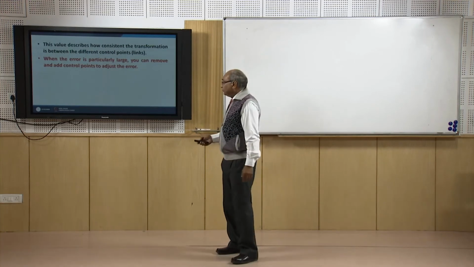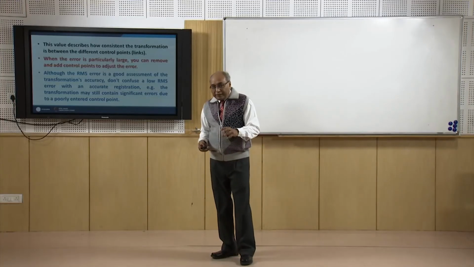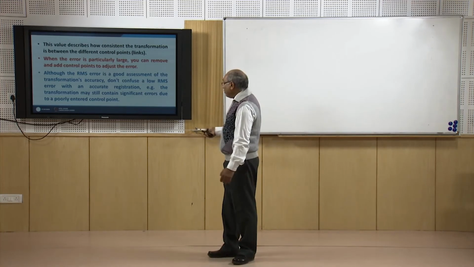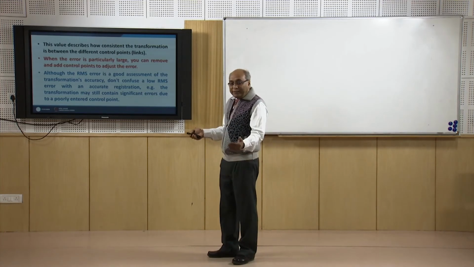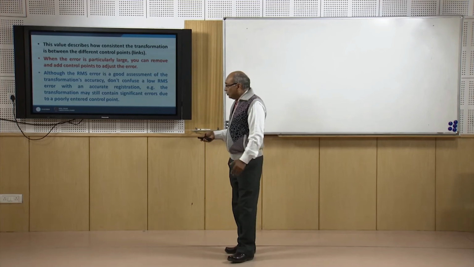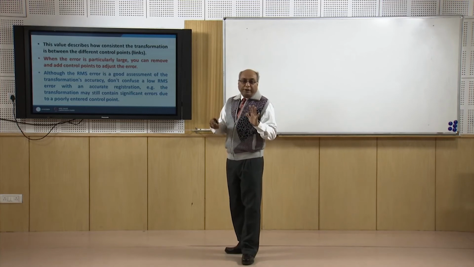And although RMS is a good assessment of the transformation accuracy, don't confuse a low RMS error with an accurate registration, because the transformation may still contain significant errors due to poorly entered control points. So remember this: if you have collected control points only in a corner of an image, then you will get a small RMS error, and you would think that you have achieved a very good registration using control points, but in fact not. So that is why I have mentioned that your ground control points should be spread all over your input image.